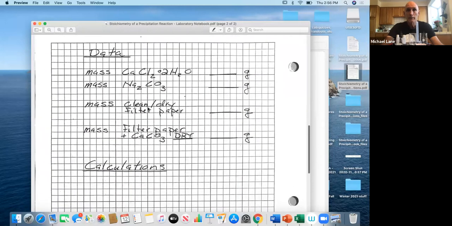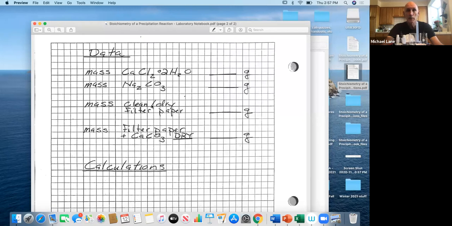I have set up a data table. This one's pretty straightforward. There's not a whole lot of information we're going to be collecting, but I have, of course, read through the procedure so that I have a basic idea of what to understand and expect. And that is some calcium chloride that we start with. We add sodium carbonate. I want to know the mass there.